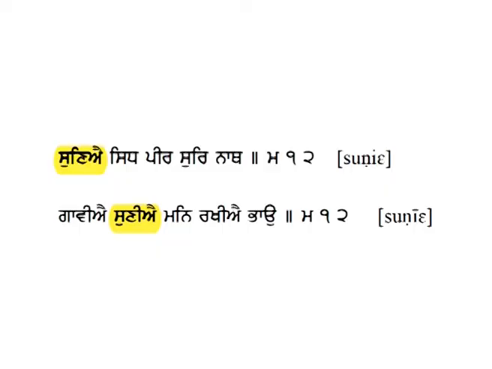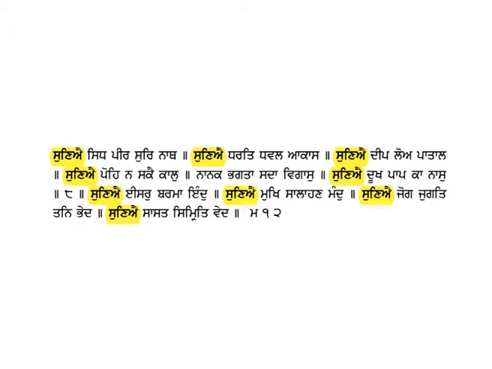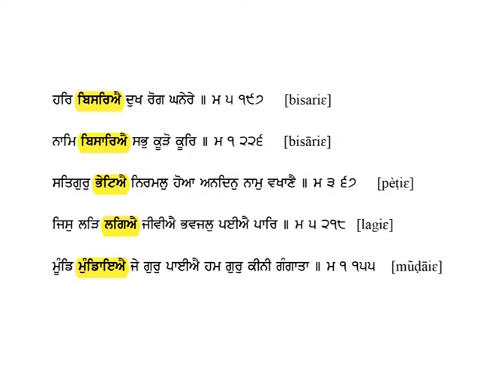If it were an ordinary text, you could say you should correct it, and this is how you should read it. But here, it's a very serious affair that we should follow. You see, you have Sunya Siddh Peer Sonath, Sunya, and then this whole passage. I mean, this whole composition, shabd, there is always Sunya, Sunya, Sunya. You can see how this ya is repeated, and this is very important. Now, the same kind of thing happens in a lot of other situations, like bisarya, petya, lagya, mundaya.